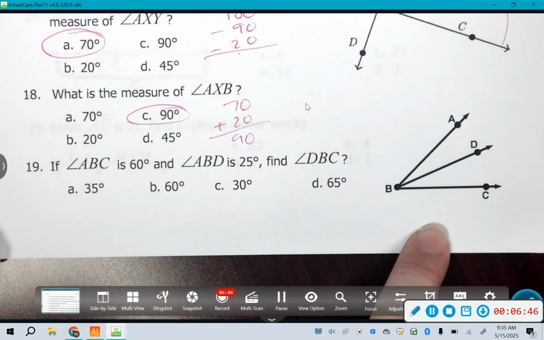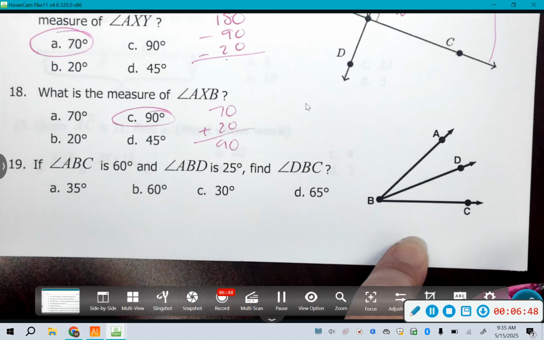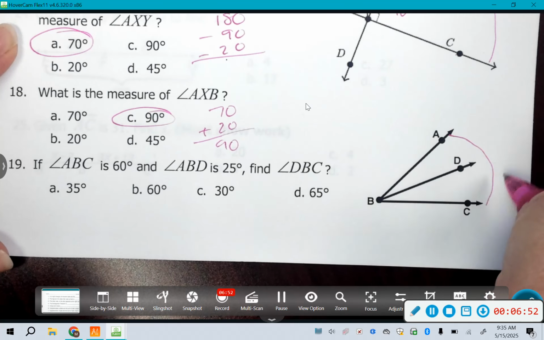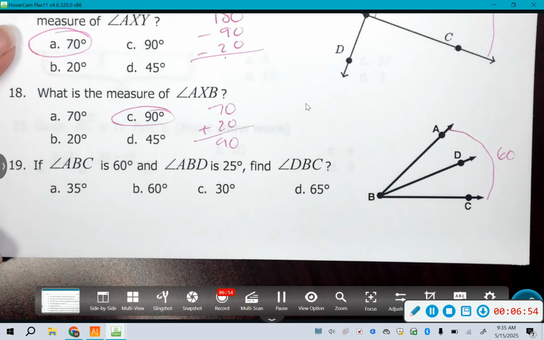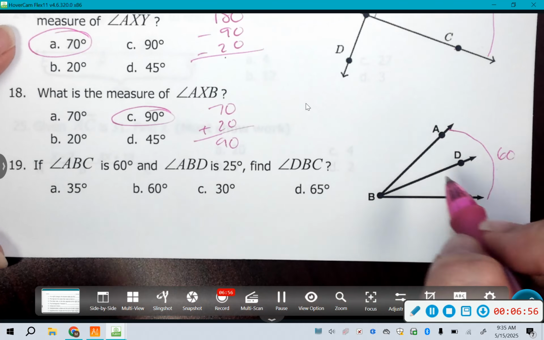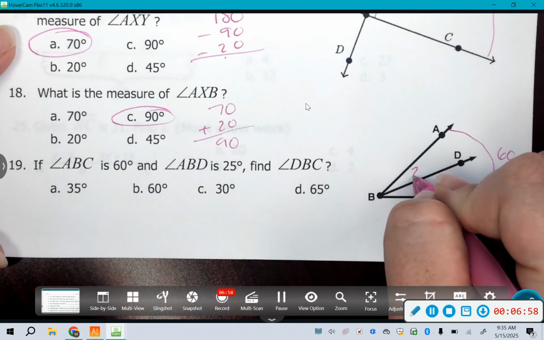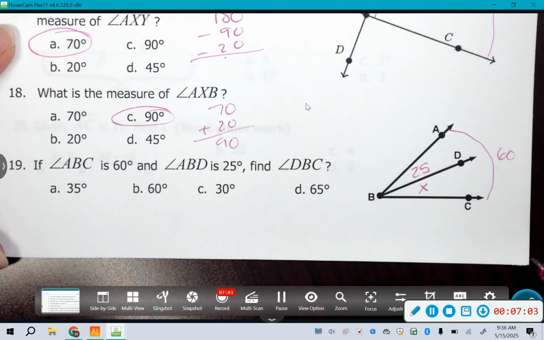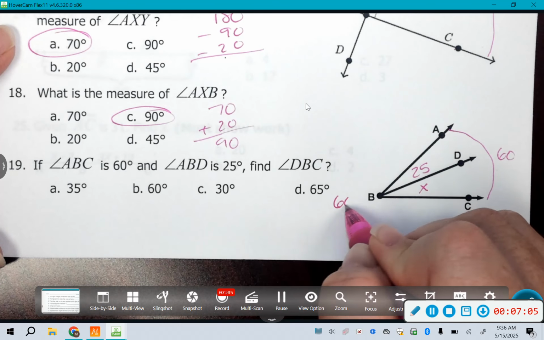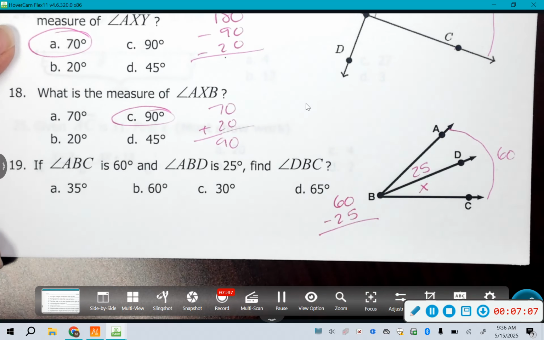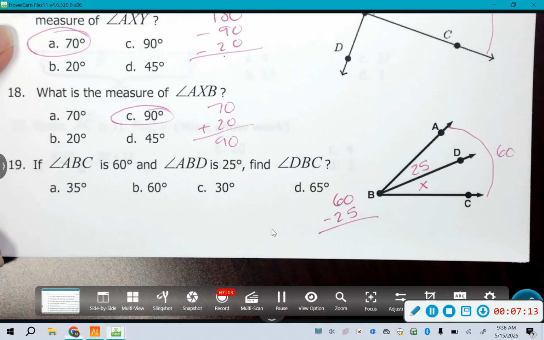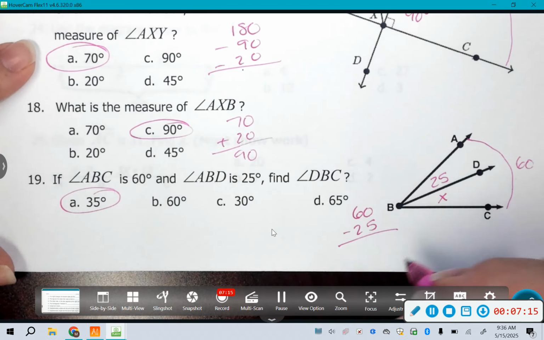Here, so we're on a new picture now. It says if ABC is 60, so the whole thing is 60, and ABD is 25. Find DBC. So we're looking for this. So we're going to do 60 minus 25, and whatever's left is my answer. So I get 35, which is A.